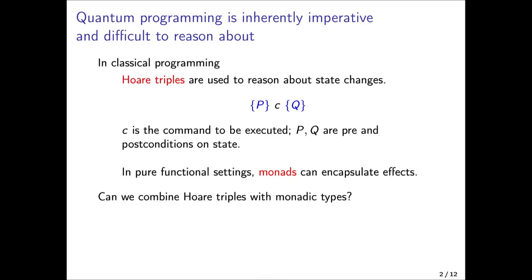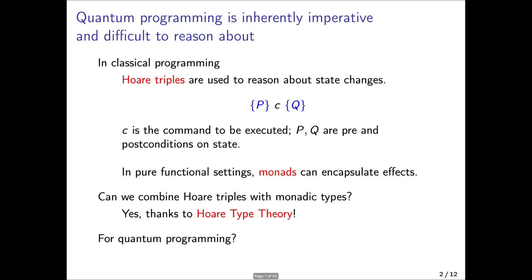The question is, can we combine Hoare triples with monadic types? And the already solved answer is yes. It has been done before in Hoare type theory in the late 2000s. And in this work, we are trying to answer this question for the quantum setting.